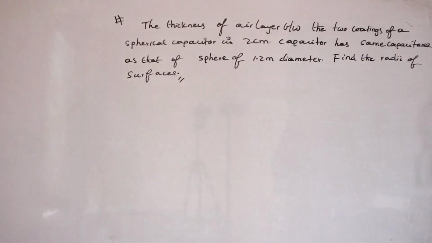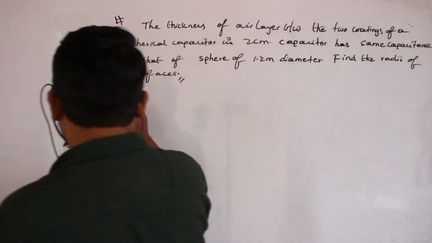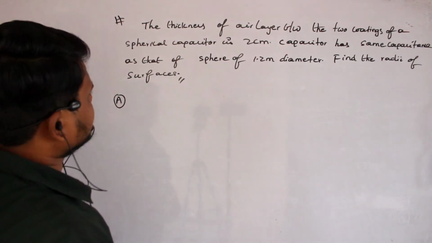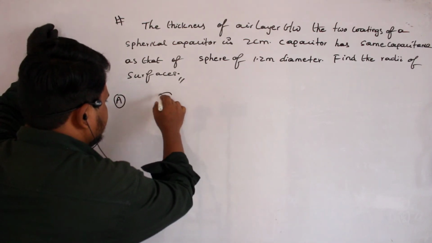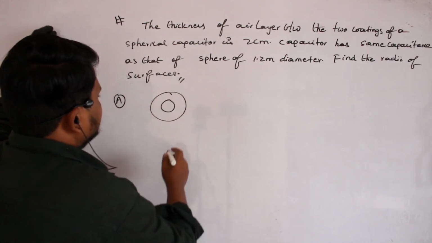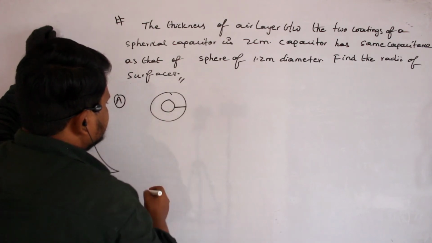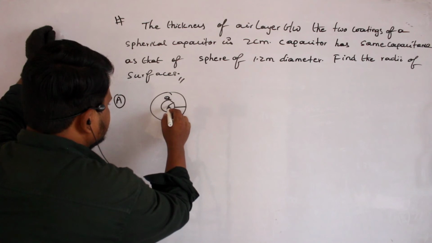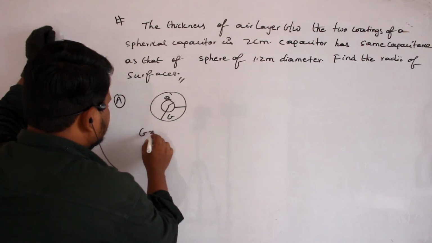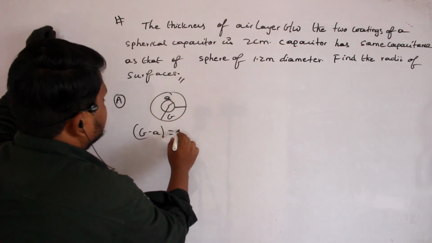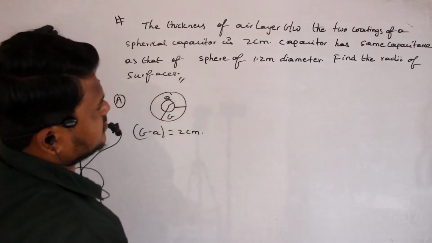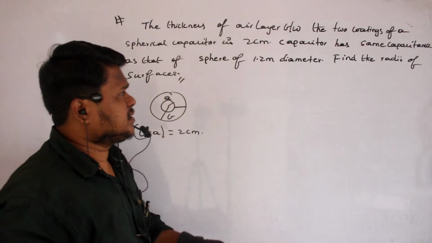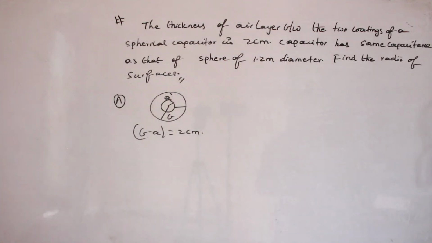Okay. So can you say how can we solve this problem? The thickness of air layer between two coatings of a spherical capacitor. This is a spherical capacitor. Clear? So air layer means this distance he is saying. This distance is nothing but b minus a. This inner radius is a, outer radius is b. So b minus a is how much? b minus a is 2 centimeter. That is what he is saying.